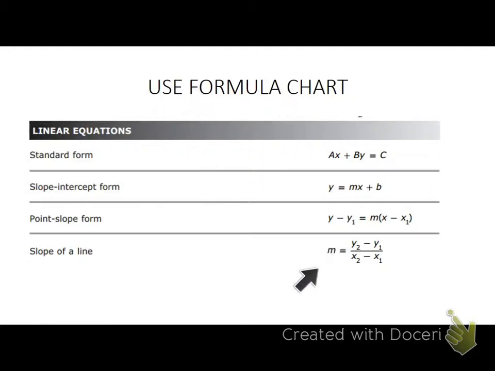Use your formula chart, because the slope of a line is perfect for finding rate of change. It's really just the difference of y's, or the change in y over the change in x. We also often call that change in y rise and our change in x run whenever we're looking at a graph. Okay, and so here's our little formula for finding that. Subtract the y's and then divide by the difference of the x's.